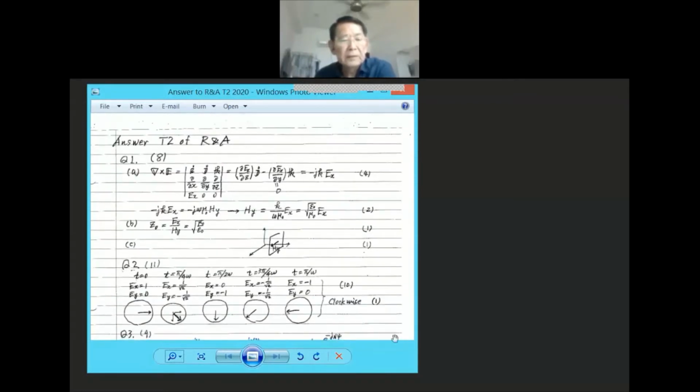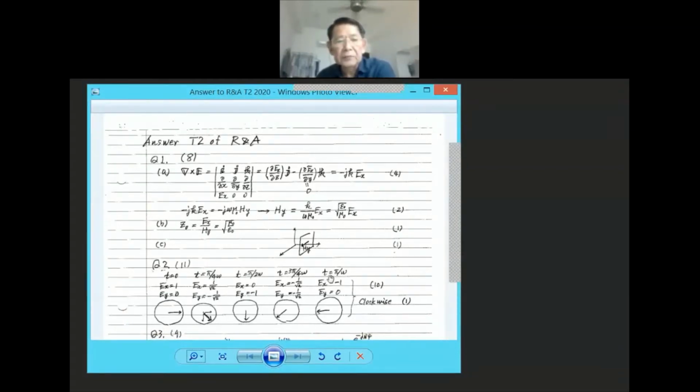Okay. So briefly, I explain the outline of the questions. Question one is Maxwell's equation, and from the E field calculate the H field. The original relation of E field and H field is rotation E equals minus j omega mu 0 H.